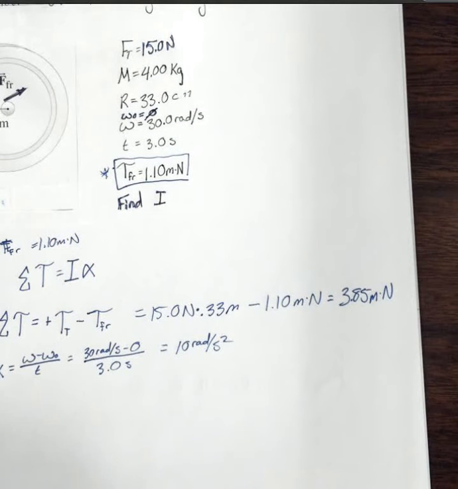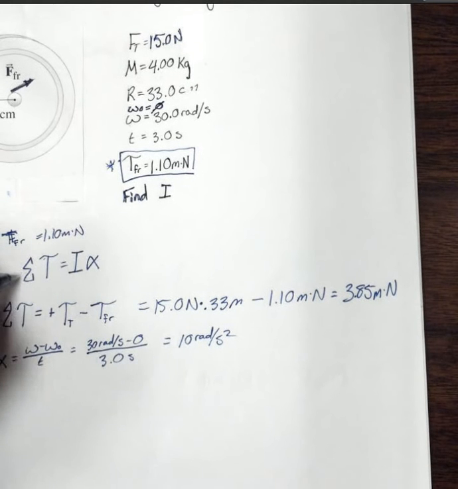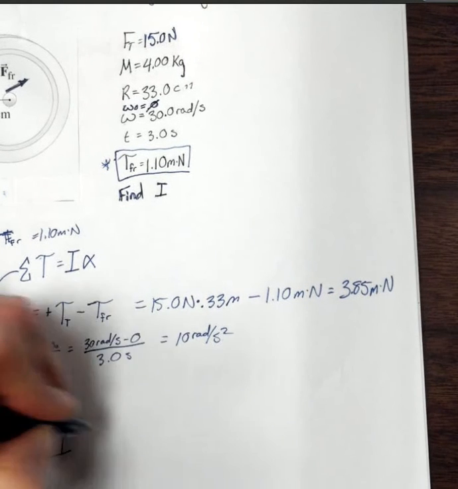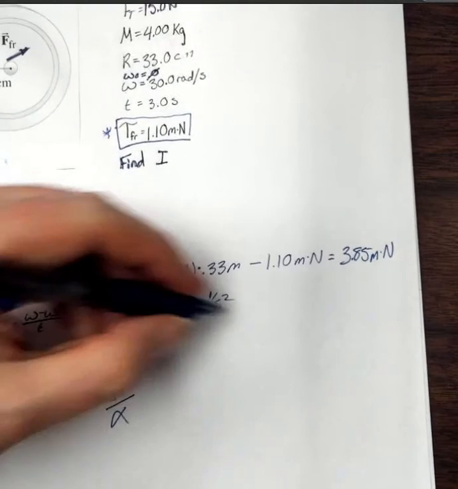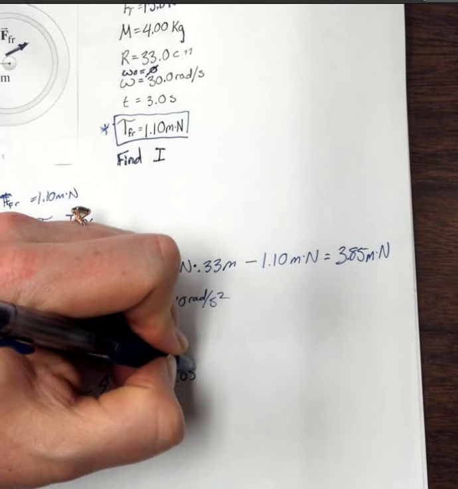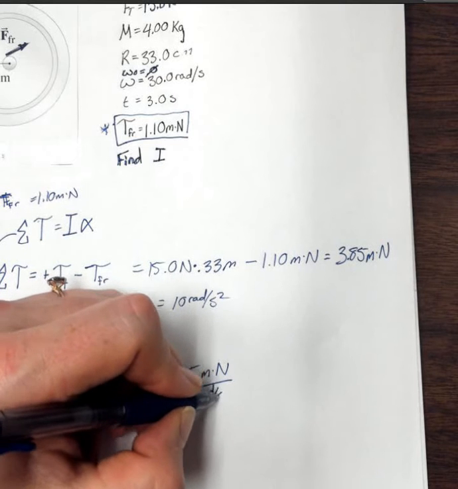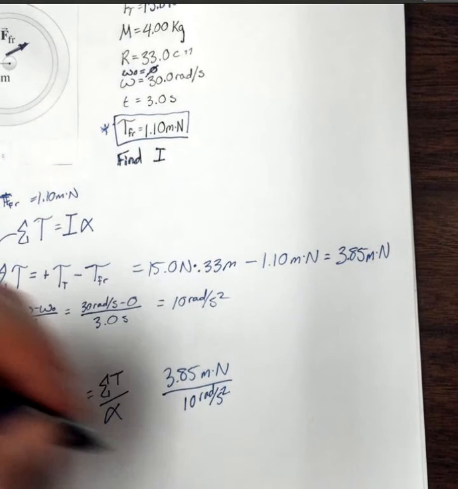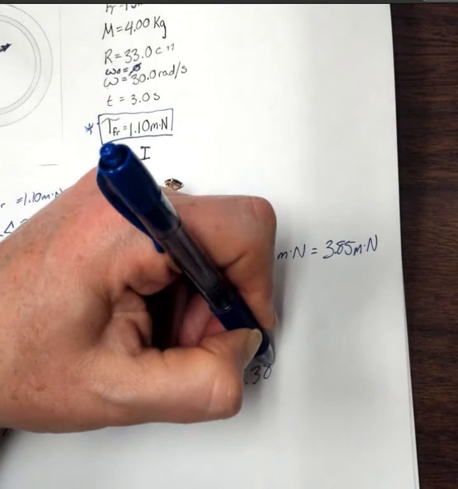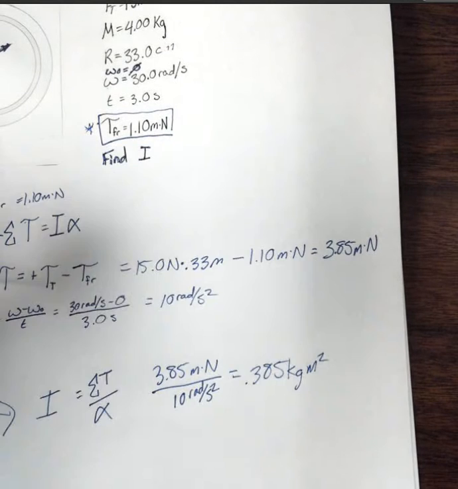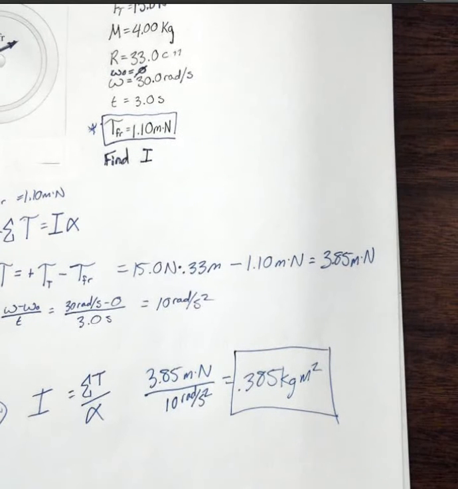And that's my acceleration. I can solve really easily now for my moment of inertia, because if I rearrange this equation, the moment of inertia is equal to the net torque divided by the angular acceleration. Net torque is 3.85 meters times newtons. Angular acceleration is 10 radians per second squared. So I get that my moment of inertia in this situation is 0.385 kilogram meters squared. And that's an experimentally determined moment of inertia.